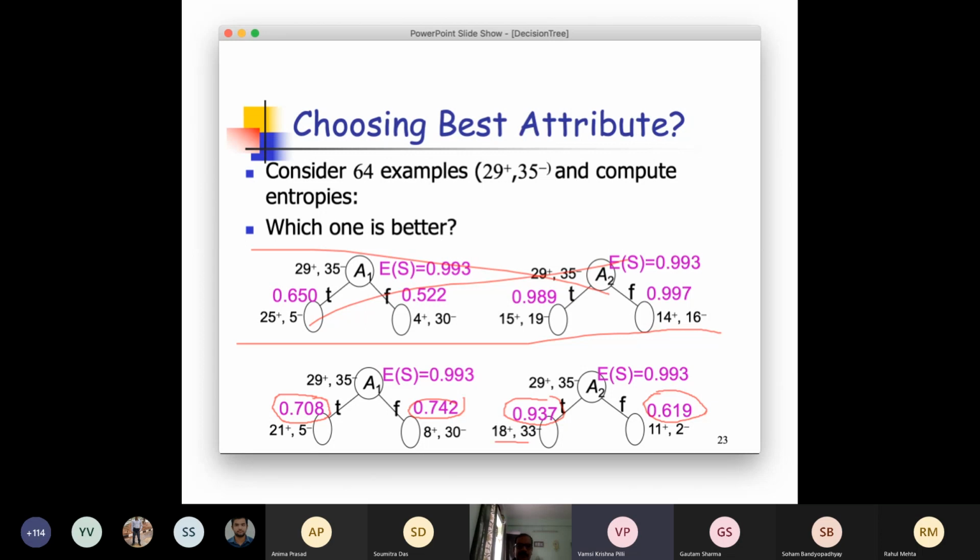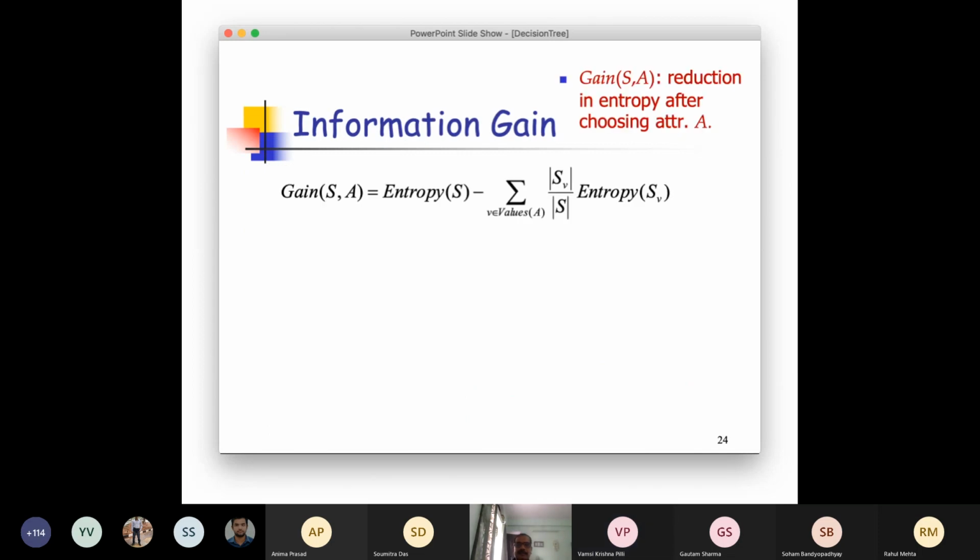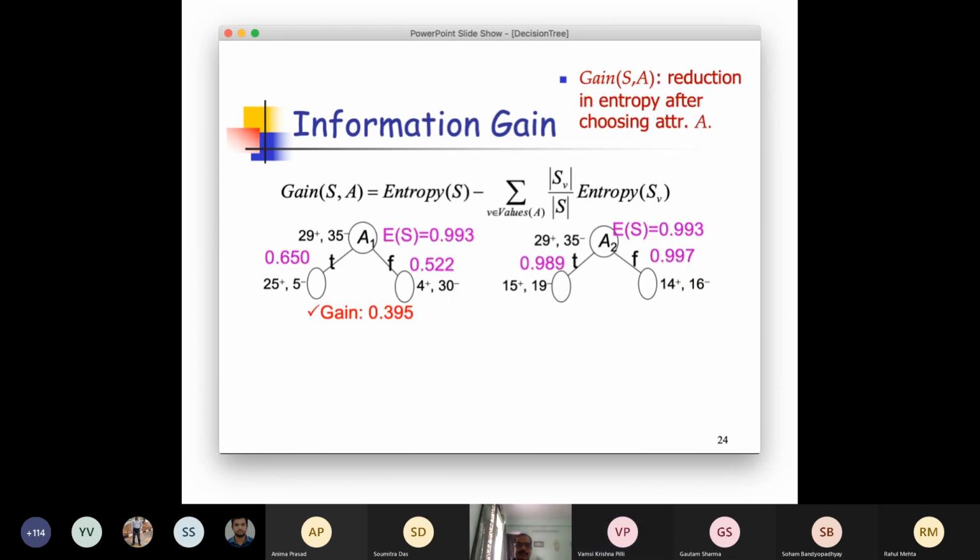Yes, sir. So there you have to take the weighted average. Let me go through it. With respect to this example, let us see. This is the gain: 0.395 for the first case of distributions, and this one is 0, no gain.